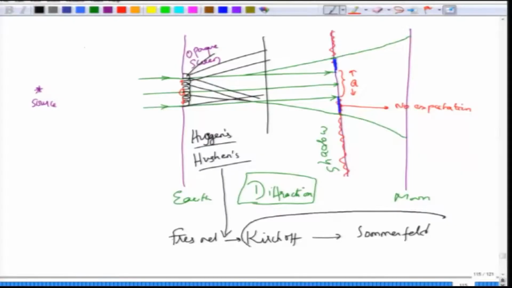Okay. So, what we are going to do is to get to the Sommerfeld integral, or the Kirchhoff-Sommerfeld diffraction integral, but without going through too many mathematical steps. Okay.